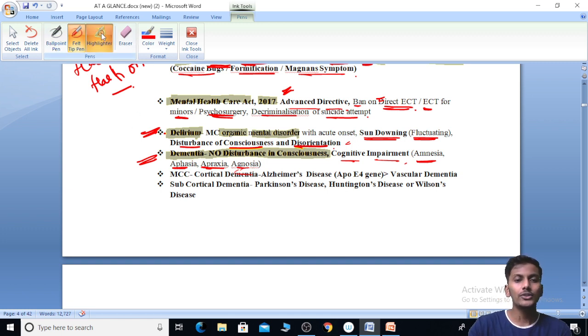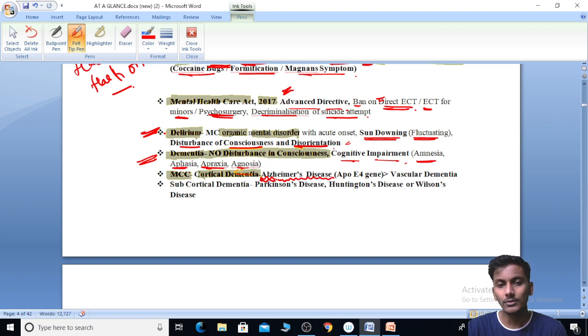Then, which is the most common cause of dementia? So please remember, the most common cause of dementia is cortical dementia. And in cortical dementia, what is the most common cause? So please remember, the most common cause of cortical dementia would be Alzheimer's disease. Remember that, okay? Alzheimer's disease is usually seen along with senility. Alzheimer's disease comes with old age, right?